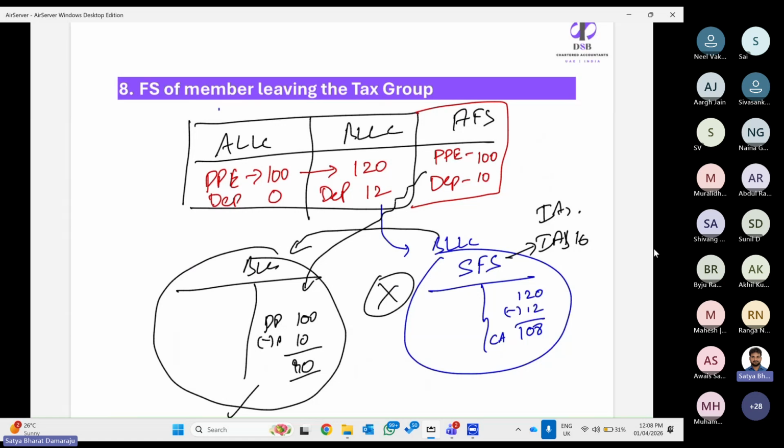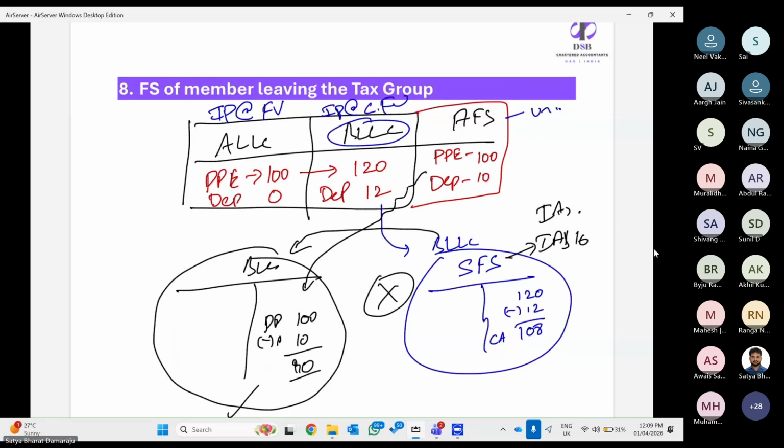ALLC, this is investment property. ALLC is following investment property at fair value model. But BLLC generally wants to follow cost model. But then, as we have discussed, uniform accounting policies have to be followed across all the group members. So BLLC is forced to follow fair value model.